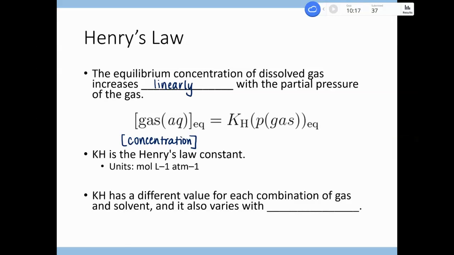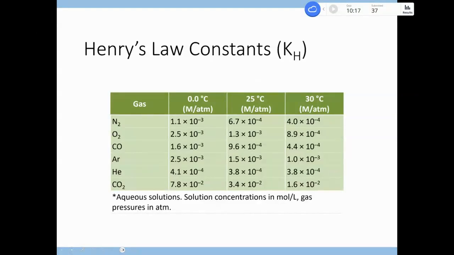Henry's law constant would be a provided value. This should be K with the subscript H. These are in units of moles per liter per atmosphere, so molarity per atmosphere. And KH has a different value for each combination of gas and solvent, so different gases with different solvents and at different temperatures have different Henry's law constants. The table on the next slide has a few values, and we'll reference them for the learning check.